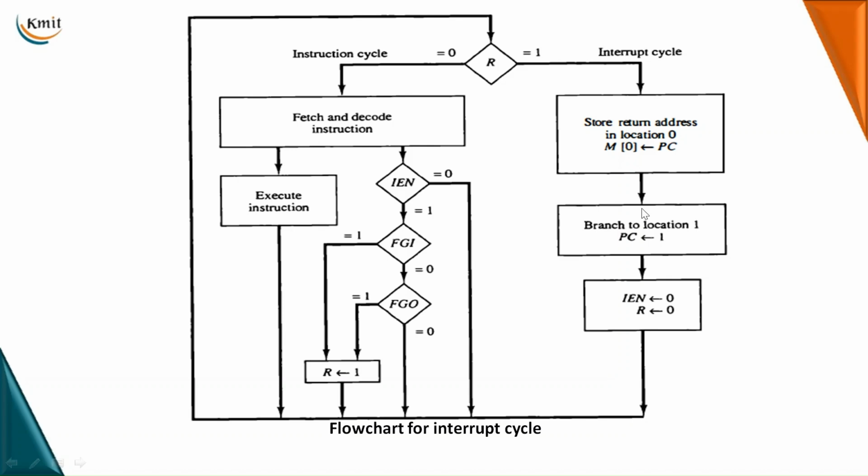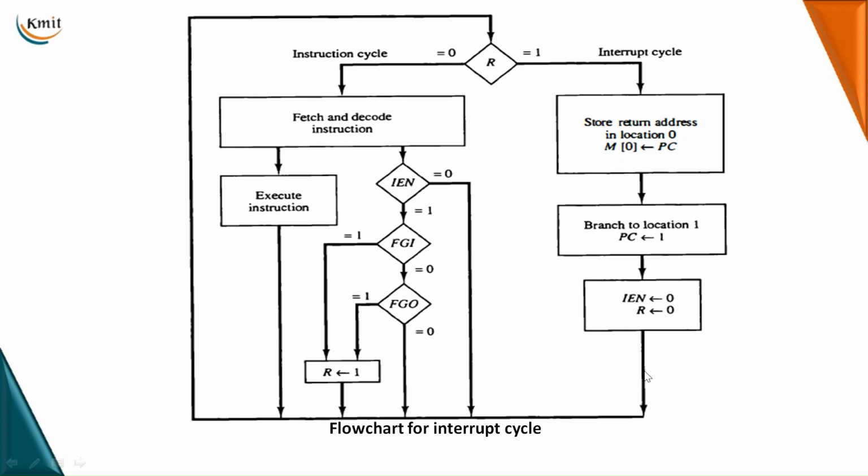And then it will branch to location 1. So the PC will now be incremented by 1, so now PC points to location 1. At location 1, we have the interrupt service routine program. At the same time, since it is handling the interrupt, the interrupt enable will be set to 0 and the R flip flop will be set to 0.